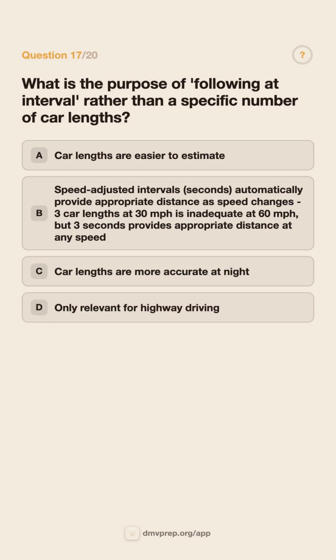Question 17. What is the purpose of following at a time interval rather than a specific number of car lengths? A. Car lengths are easier to estimate. B. Speed-adjusted intervals. Seconds automatically provide appropriate distance as speed changes. 3 car lengths at 30 mph is inadequate at 60 mph, but 3 seconds provides appropriate distance at any speed. C. Car lengths are more accurate at night. D. Only relevant for highway driving.